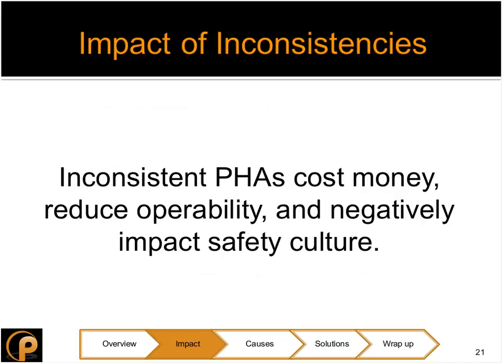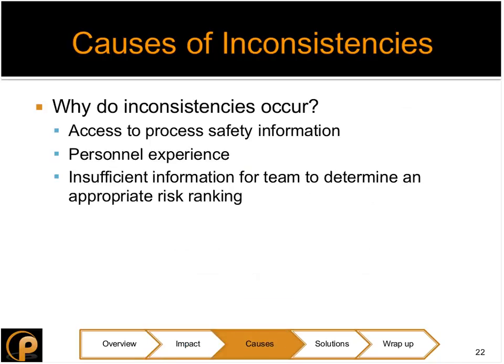So that's a bit of how they crept in. Why those inconsistencies came up is what we're going to be talking about next. What are the causes of these inconsistencies, at least as RT saw them? And I'm going to talk about three particular things. The first is easy access to process safety information, the personnel experience for likelihood and severity, and ultimately insufficient information for the team to determine an appropriate risk ranking when it comes time to do so.